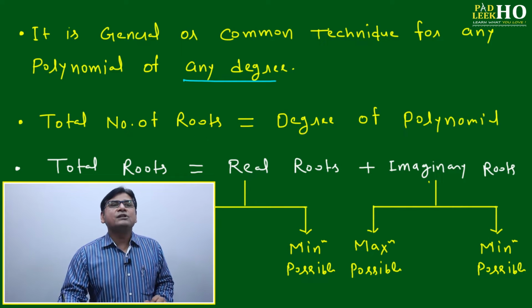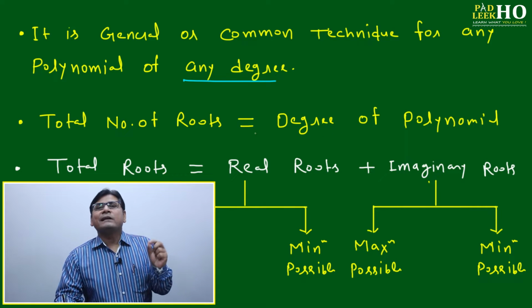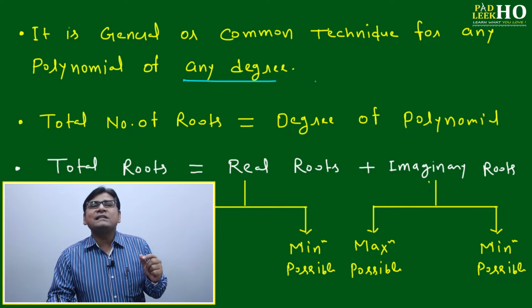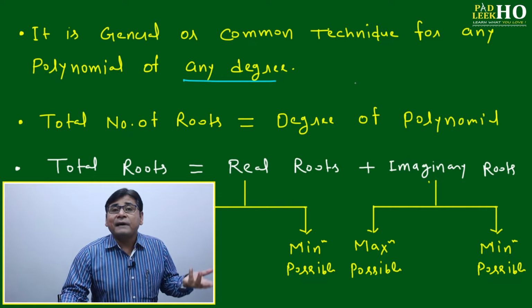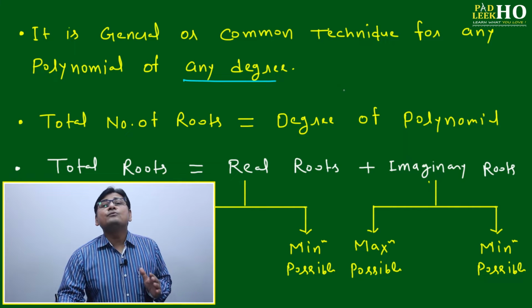The total number of roots will be equal to the degree of the polynomial. That is a concept. If it is a quadratic equation, the number of roots will always be 2. If an equation is cubic, meaning the degree is 3, then the roots will be 3. If the degree is 5, then the roots will be 5. Whatever the degree is, that many roots are possible.